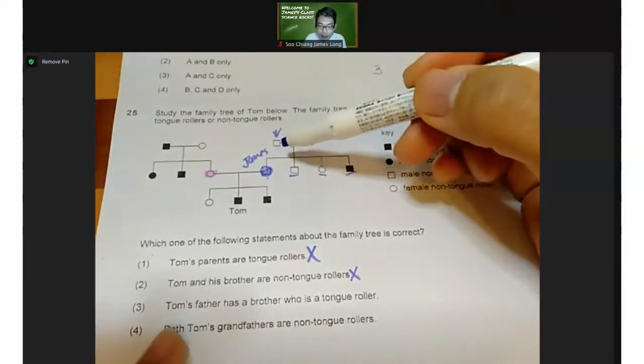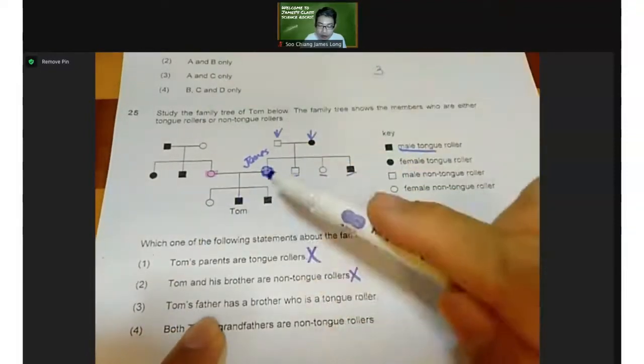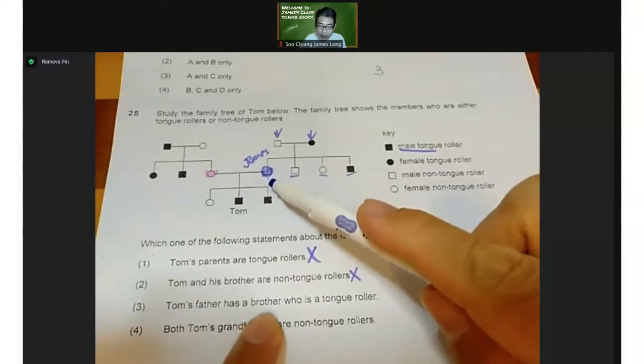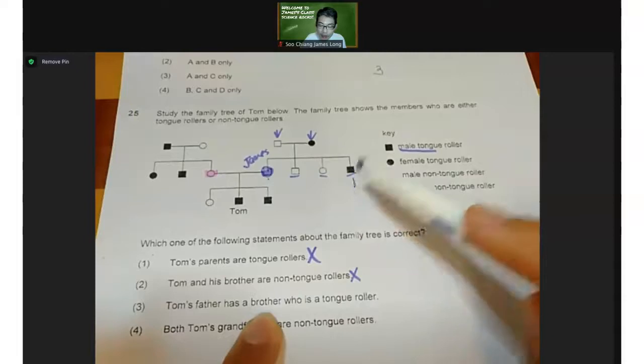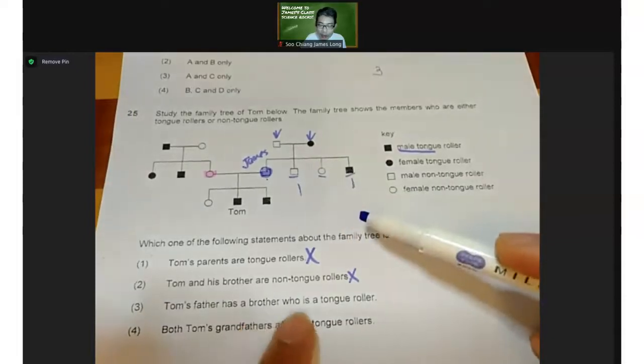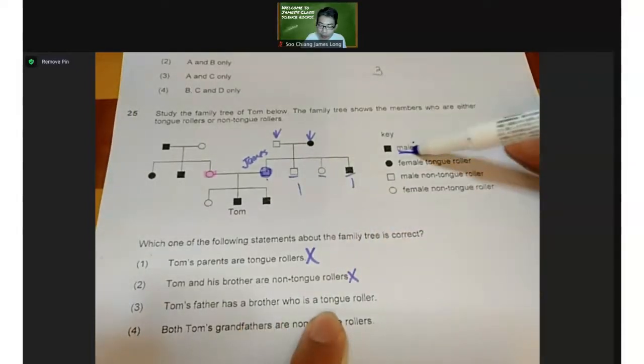Now we say Tom's father, this person here, has a brother. So the brother must be another square, either this or this, right? There are 2 squares here. Who is a tongue roller? Well, it's true. Male tongue roller. So this is a true statement.